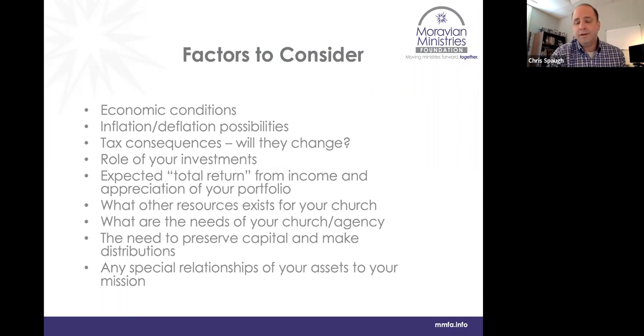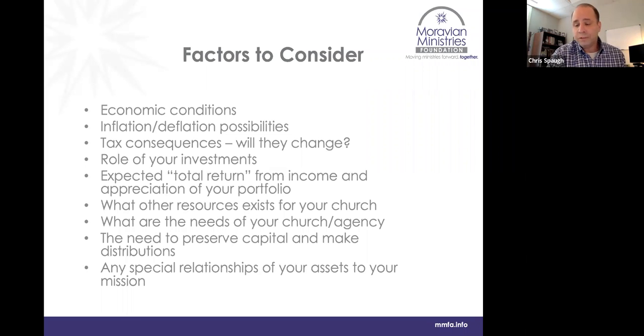Tax consequences. I mentioned Congress taxing large university endowments. Are there other things that could change how endowment funds are viewed and treated by the regulatory authorities? What's the role of your investments? Is your investment mix appropriate to get the target return you're expecting over time? You've got to look at that. Expected total return, what are you considering? Income, capital gains? Are you looking at all that in your portfolio? Or are you staying totally locked in and bound to income?